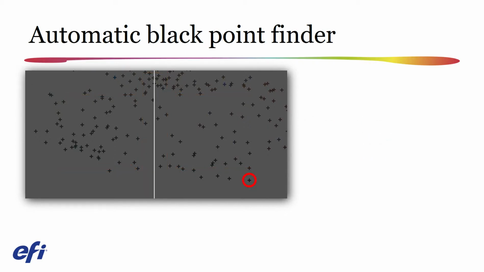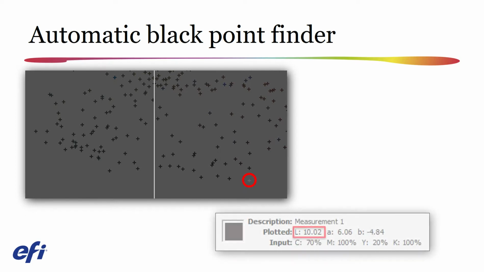It does, however, look like this data point is the darkest, and if I select it, we can see that it has an L star value of 10.02 and is indeed pretty dark. After selecting the other neighboring data points, I found that it is in fact the darkest. However, look at the A star and B star values.